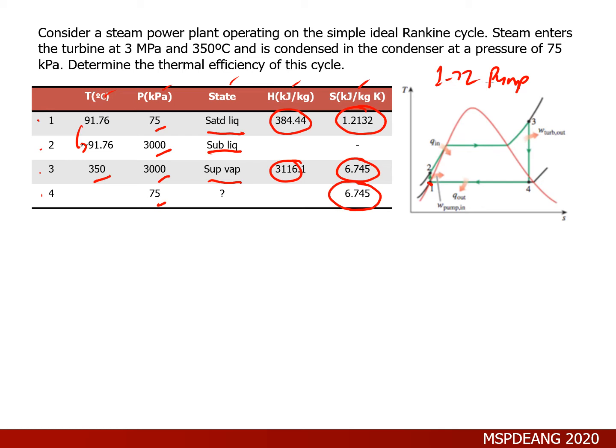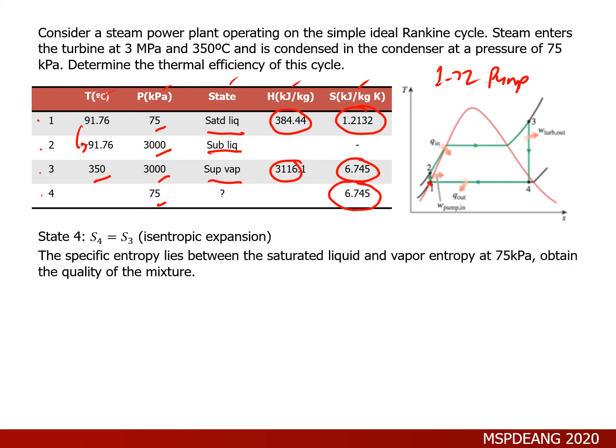Okay, so from this, let us now try to determine the state of state 4 using the isentropic expansion step. For state 4, we know that S4 is equal to S3. If you take a look at your steam table now, take your steam tables out, you should see that the specific entropy 6.745 lies between the saturated liquid and vapor entropy at 75 kPa.